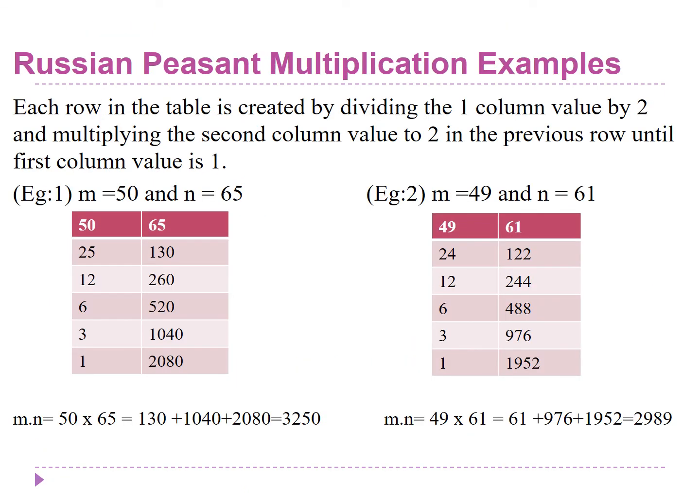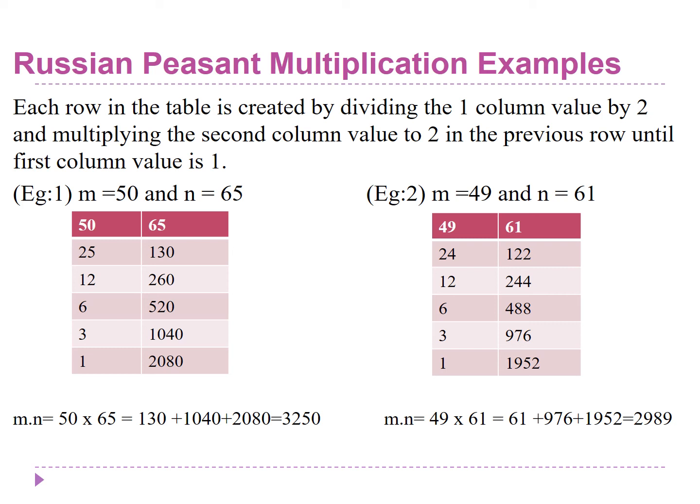Here are two examples of Russian peasant multiplication algorithm. According to the algorithm, multiplication between two numbers is done by making table entries. The table consists of two columns. Each value to be multiplied is made as an entry in the first row of the table, and each successive row is created by dividing the first column value by 2 and multiplying the second column value by 2 in the previous row, until the first column value is 1.